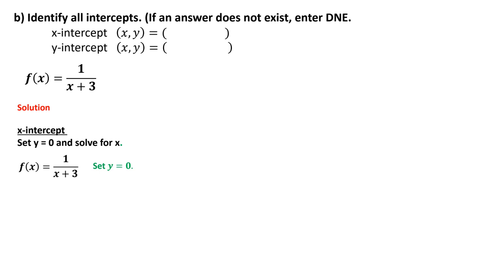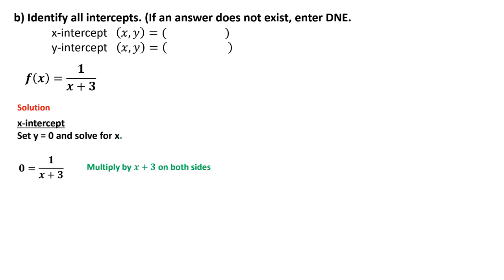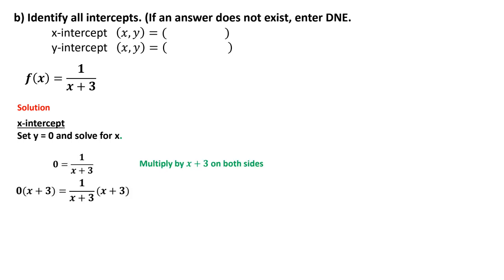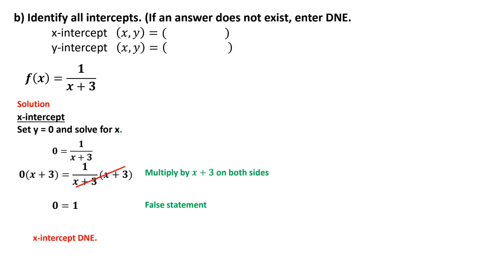The next thing that the problem wants us to do is to identify the intercepts. We'll start with the x-intercept. We've done this already, so I'll zoom through this. To find the x-intercept, I'm going to set y equal to 0, so everywhere I see f of x, I replace it with 0. Then I'm going to multiply x plus 3 on both sides. When I do that, I get the statement 0 is equal to 1, which is a false statement.